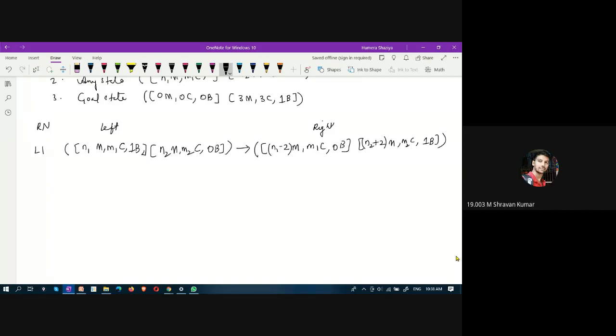So right, in L1 left side, N1M means there is a number of missionaries. M1C is cannibals, and one boat is there. So after that, in the next braces, the number of missionaries left. No. After that, Shravan, because here we have 0 boats. Yes, ma'am. Shravan, let me tell you one thing, then you continue.